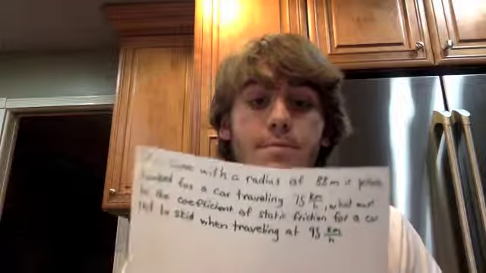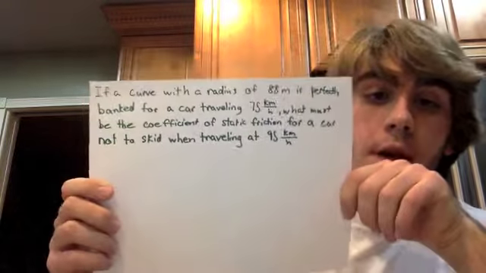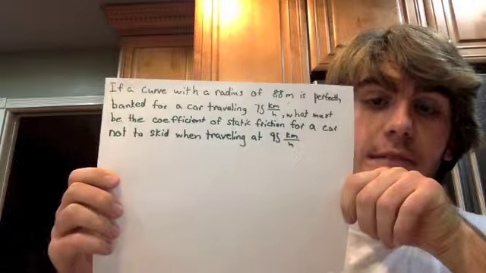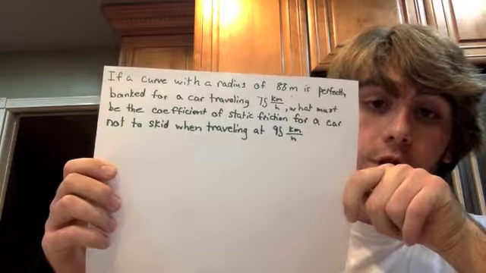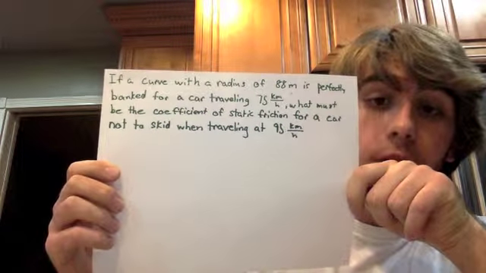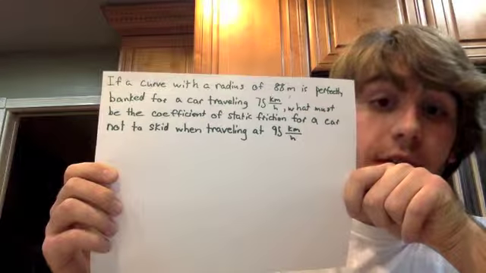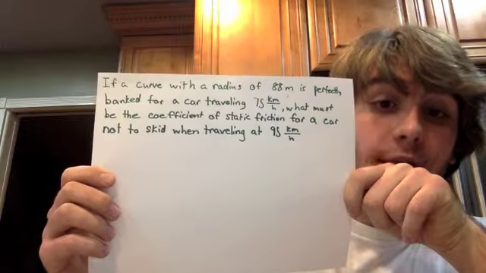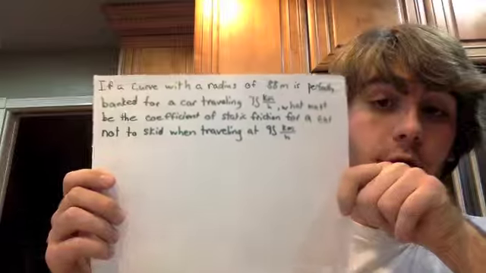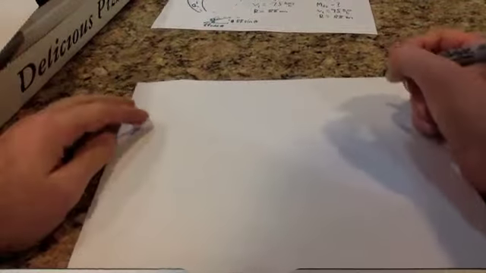My question was question number 21. If a curve with a radius of 88 meters is perfectly banked for a car traveling 75 kilometers per hour, what must be the coefficient of static friction for a car not to skid when traveling at 95 kilometers per hour? Okay, so first let's draw out what's happening here.